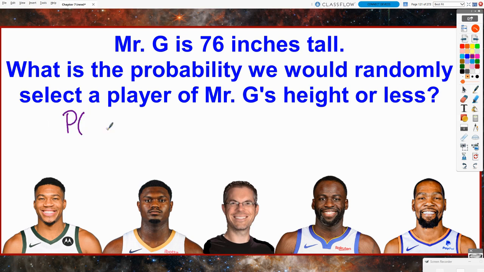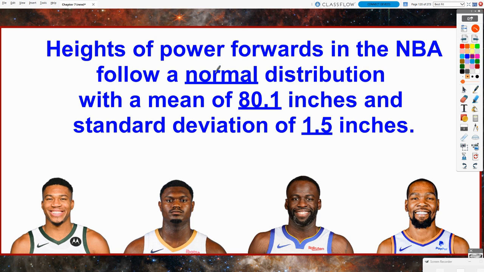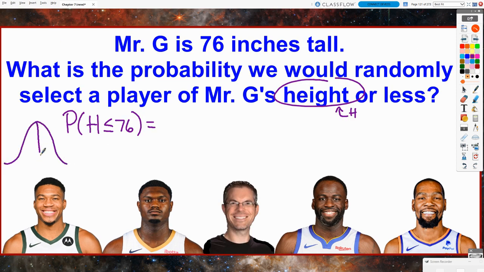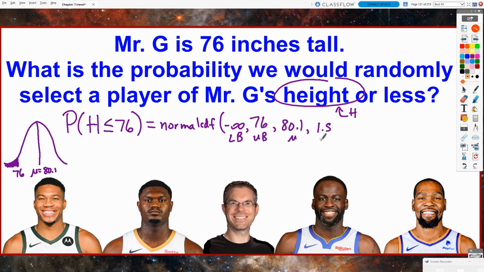And we would have said, we'll use H for our random variable. Let's call the height of a person H. So what is the probability that a randomly selected power forward's height would be my height or less, would be less than or equal to 76 inches? Well, we know the population follows a normal distribution with a mean of 80.1 and a standard deviation of 1.5 inches. So I already know what the shape of this looks like. The mean in the middle is at 80.1, and I got to go down to 76 inches, which would be a little more than 2 standard deviations down. So 76 inches is kind of a far enough distance away, and we want to go or less. So if I were to calculate using normal CDF, I would go from negative infinity, or really 0 realistically, up to my 76-inch height, then the mean of 80.1 and a standard deviation of 1.5.